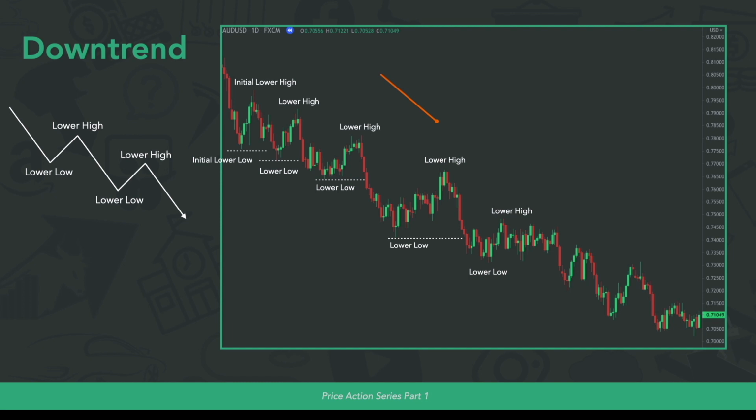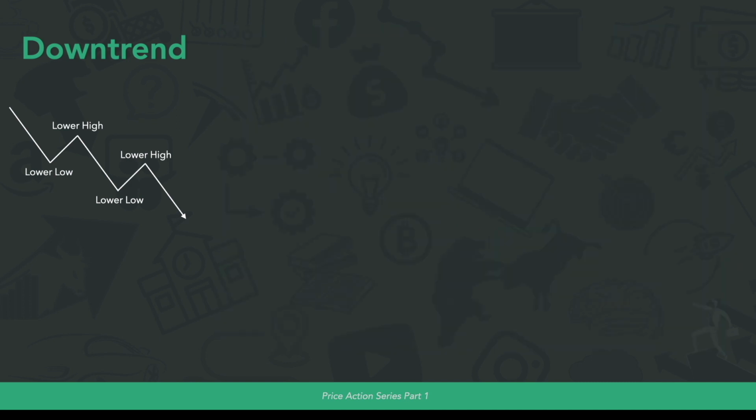Right? So, sa downtrend, ang hinihintay lang natin yung lower lows and lower highs. Okay? So, lower low, lower high, lower low, lower high, lower low. Alright? So, let's have another example.